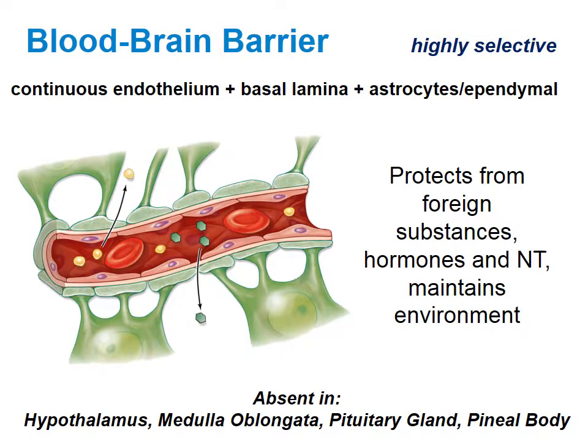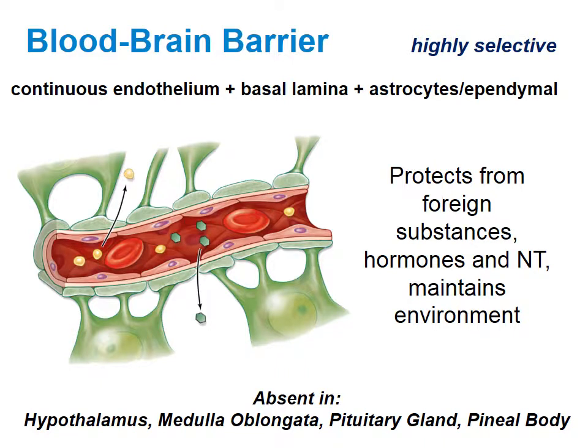Blood does not come in free contact with the nervous tissues. Whenever blood vessels are associated with the nervous system, a blood-brain barrier will be in place. This barrier has 3 parts. A continuous endothelium. This is the lining of the capillary wall. This type of capillary is permeable to only small molecules anyway.